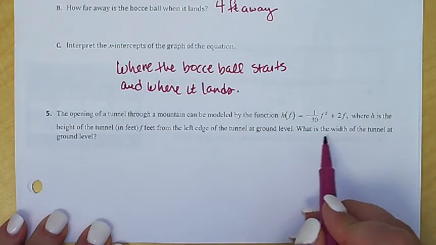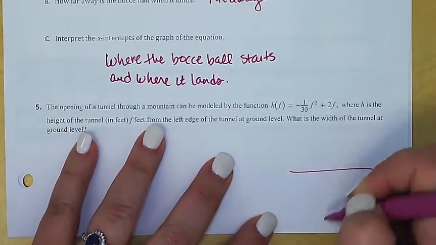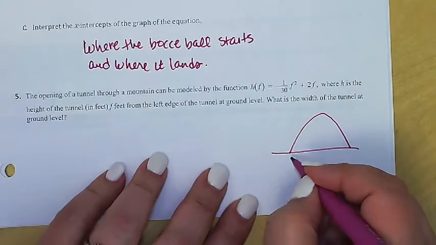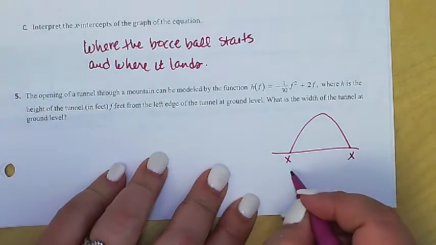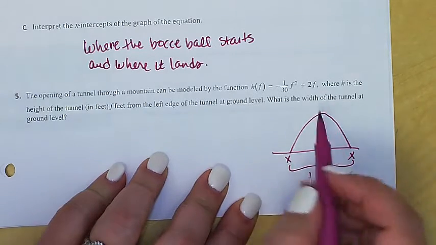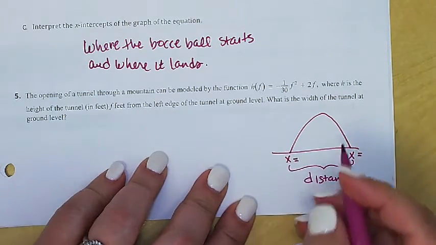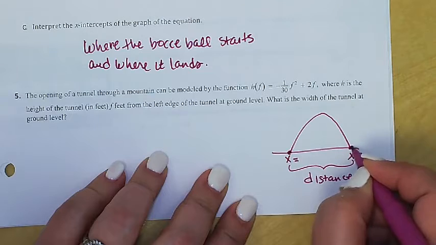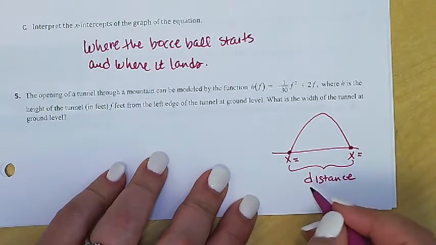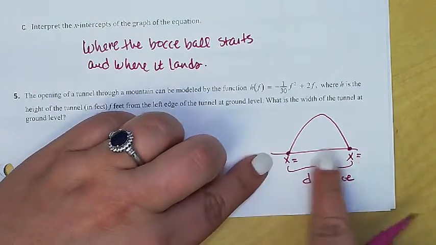So we've done a few like this. What is the width of the tunnel at ground level? If we have a parabola, with the tunnel opening going up and back down, and I can find those x-intercepts, then the width of the tunnel is the distance between them. So all I have to do is graph this and find each x-intercept. That's where the tunnel starts from the ground and where it ends at the ground. Whatever the distance is between those x-intercepts is how wide the tunnel is at ground level.